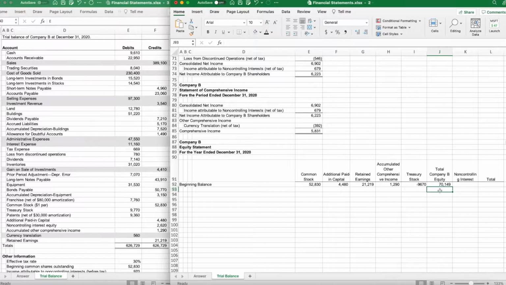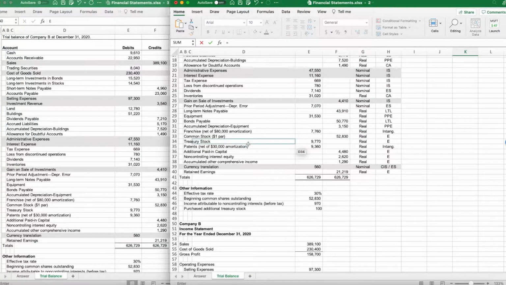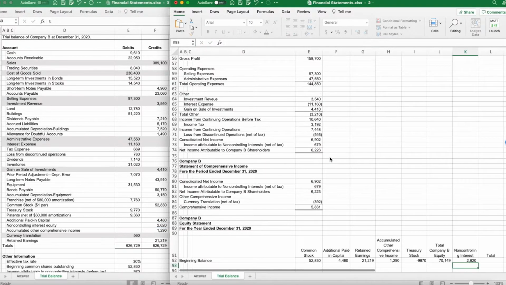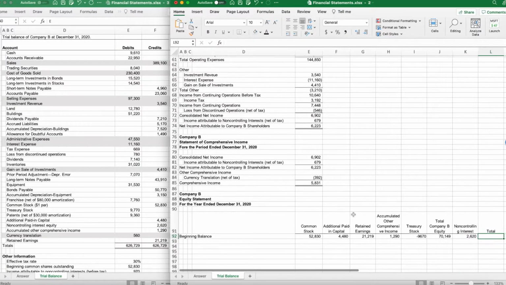So our total equity is going to be the sum of all those, which is $70,149. Our non-controlling interests that we have listed up here as well. Non-controlling interests equity of $2620 is the balance there, which gives us a total consolidated equity of $72,769. Okay, there's our beginning balance.